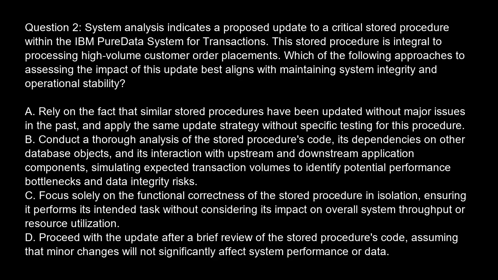Option B. Conduct a thorough analysis of the stored procedure's code, its dependencies on other database objects, and its interaction with upstream and downstream application components, simulating expected transaction volumes to identify potential performance bottlenecks and data integrity risks. Option C. Focus solely on the functional correctness of the stored procedure in isolation, ensuring it performs its intended task without considering its impact on overall system throughput or resource utilization. Option D. Proceed with the update after a brief review of the stored procedure's code, assuming that minor changes will not significantly affect system performance or data.